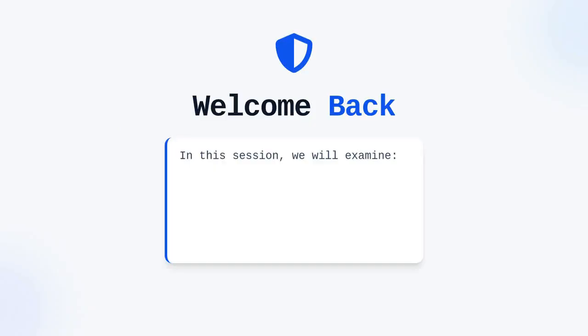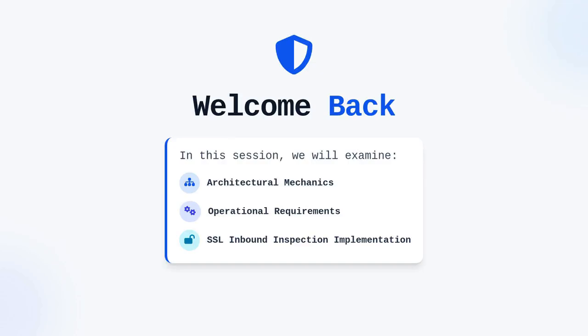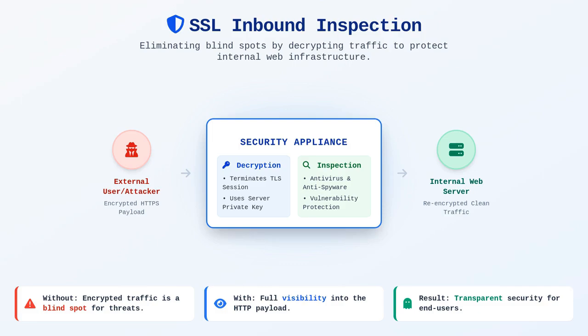Welcome back. In this session, we will examine the architectural mechanics and operational requirements for implementing SSL inbound inspection on your next-generation firewall. When we discuss SSL inbound inspection, we are moving away from the paradigm where encrypted traffic acts as a blind spot for our security stack. In a standard deployment lacking this feature, an attacker can tunnel malicious payloads inside HTTPS requests directed toward your internal web servers, effectively bypassing your signature-based threat prevention mechanisms.